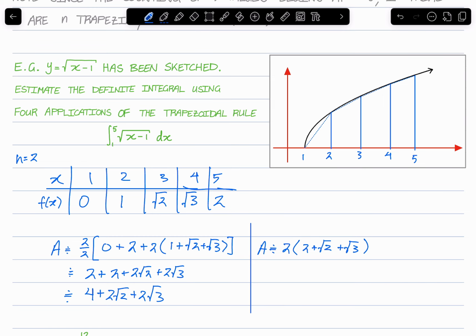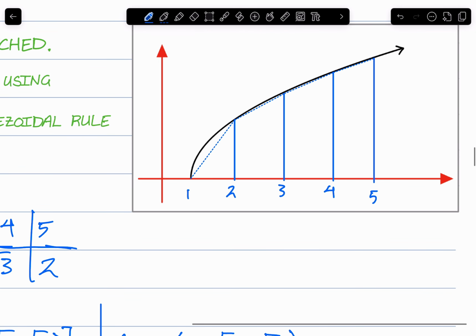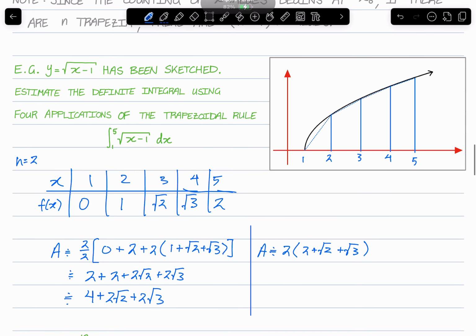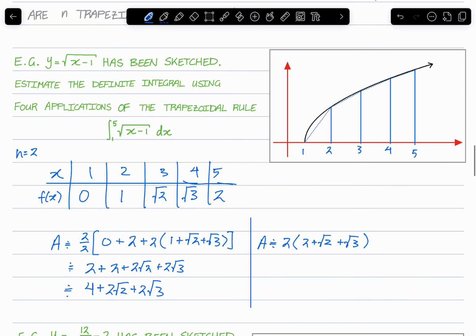And you can see that since everything here is concave down and it is above the x-axis, we could say that this is going to be an underestimation of the real definite integral. So I hope that's giving you an insight into using the trapezoidal rule.